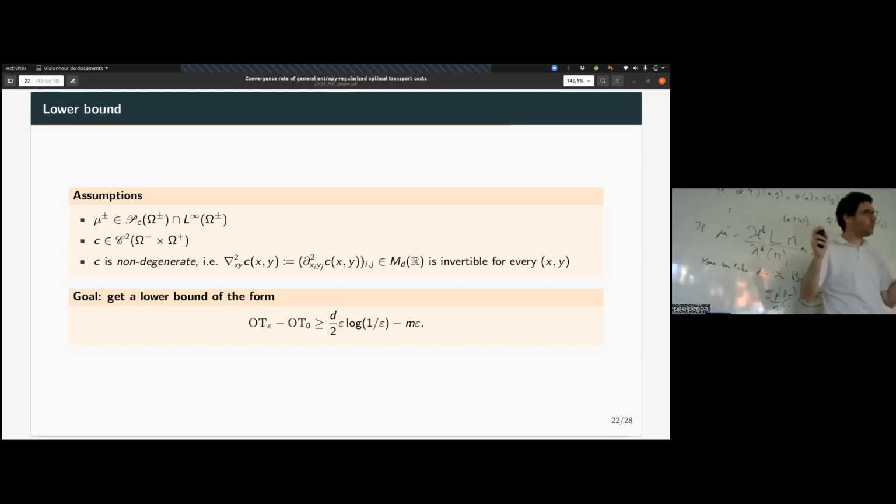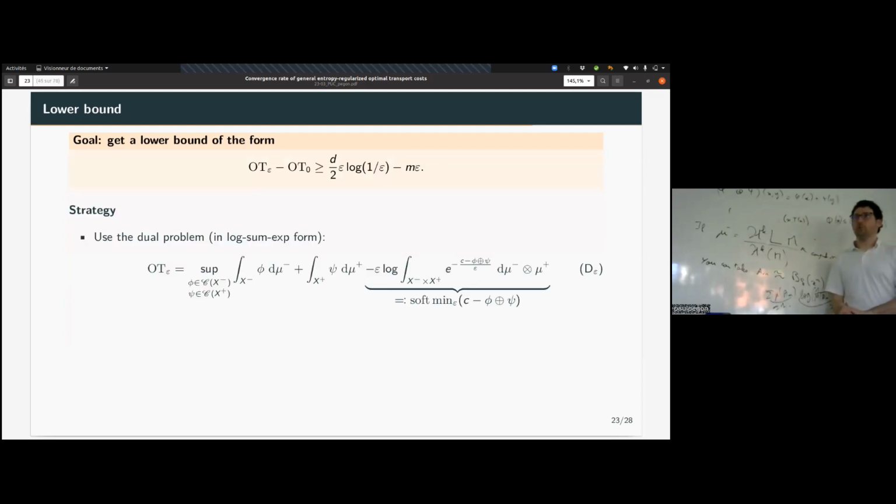It's like an infinitesimal twist condition, because you just don't ask that gradient x of c is invertible with respect to y. You say that its linearization is invertible. And it allows situations where the solutions of the original optimal transport problem are not deterministic. Okay, so it still has some generality. And yeah, so the point is to get the lower bound of this form. Okay, so same as the upper bound with minus epsilon.